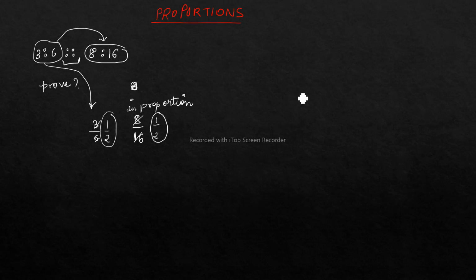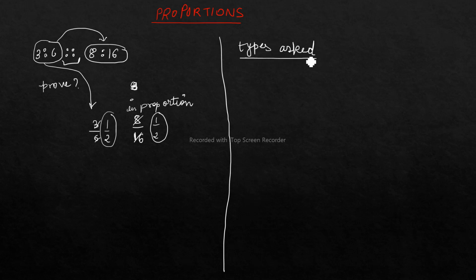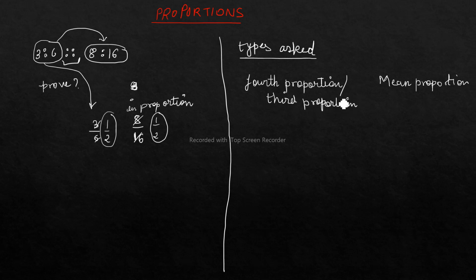There are different kinds of proportion which are asked. Types asked in exam: there could be a question about fourth proportion, and there could be mean proportion. Here it could be third proportion as well, which basically means the last proportion. So what is mean proportion and what is the third or the fourth proportion? You could be asked any of them, so let's understand what they mean.